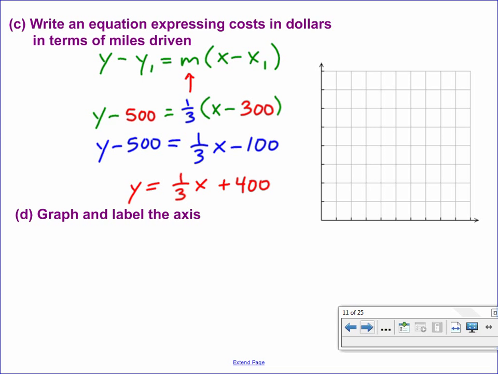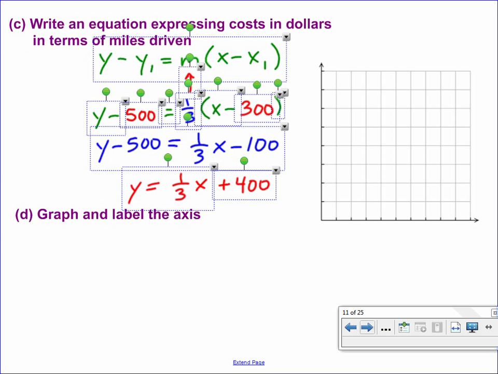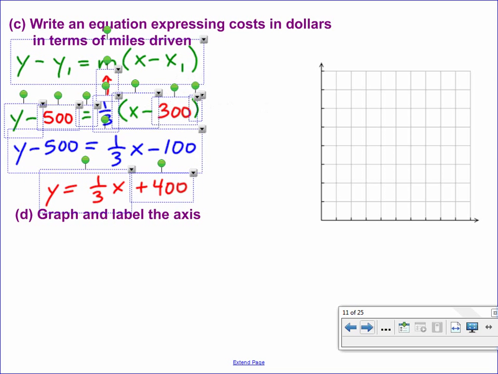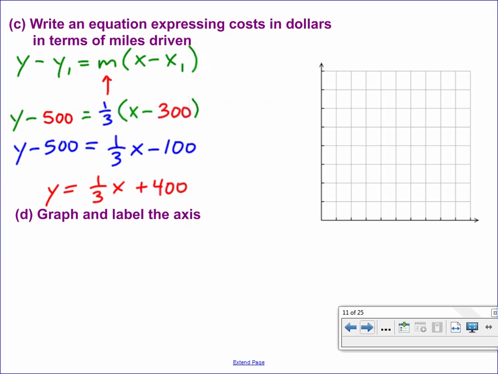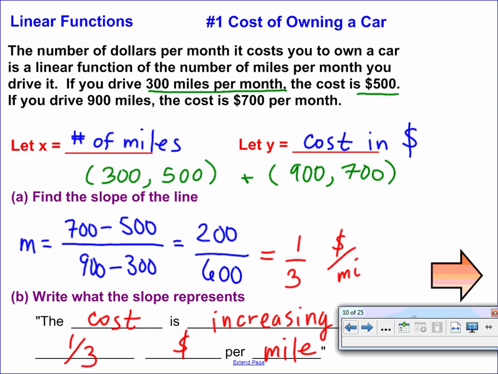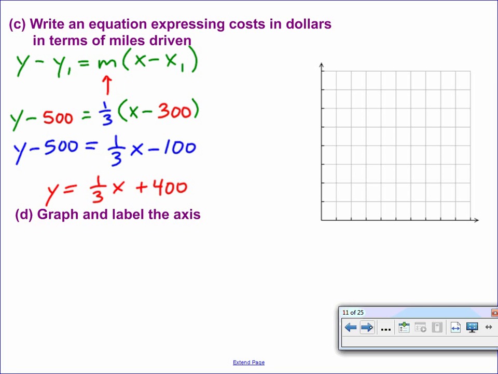Let's go ahead and graph and label our axes. What was our dependent variable value? Well, we had y. Our y-axis is cost in dollars. So let's go ahead and label that, everyone, please. Cost in dollars. Versus our miles driven was on our x-axis.